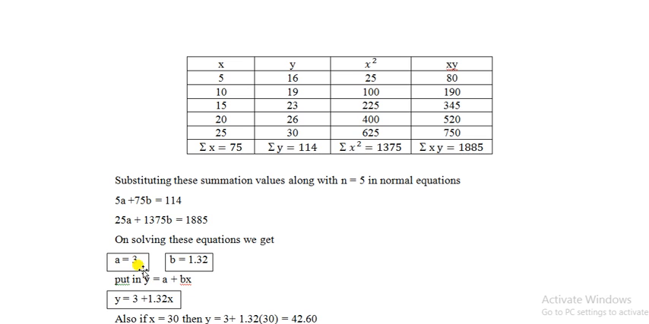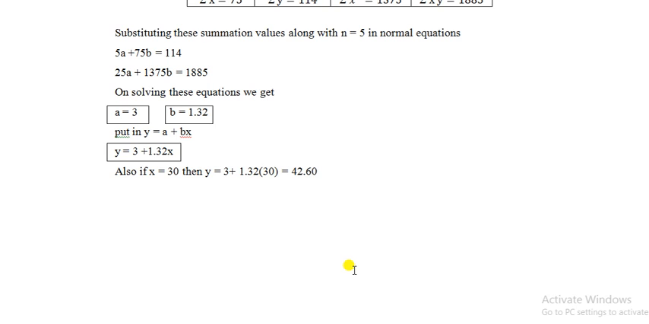So we get the value of a equal to 3, b equal to 1.32, and y is equal to a plus bx, that is 3 plus 1.32x. Also, in the example they have given the value of x equal to 30. It means we substitute x equal to 30 in this equation and solve, which gives the y value. So y equal to 3 plus 1.32 times 30, and we get the y value as 42.60.